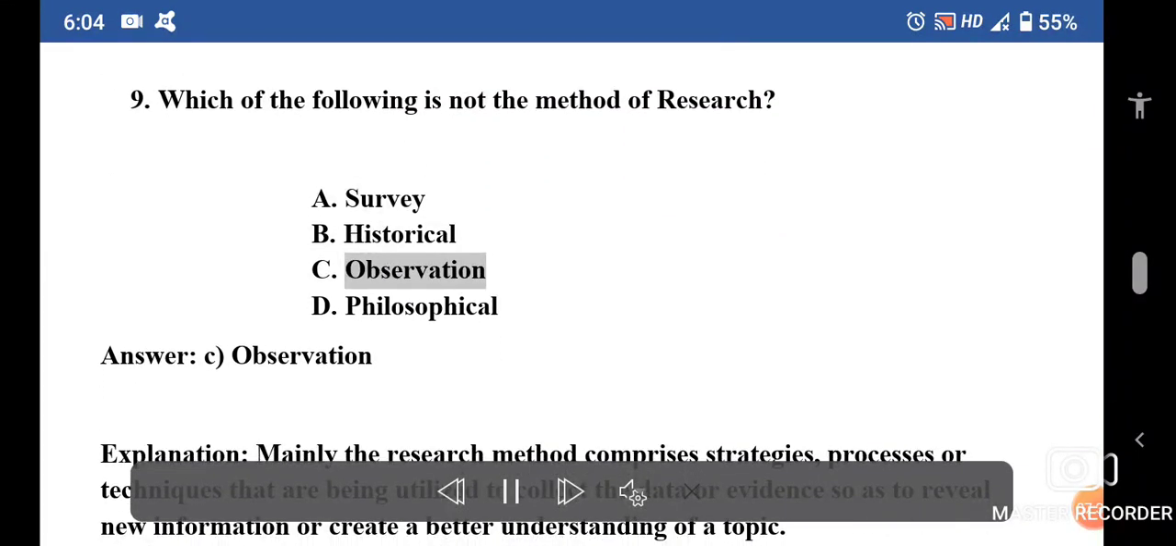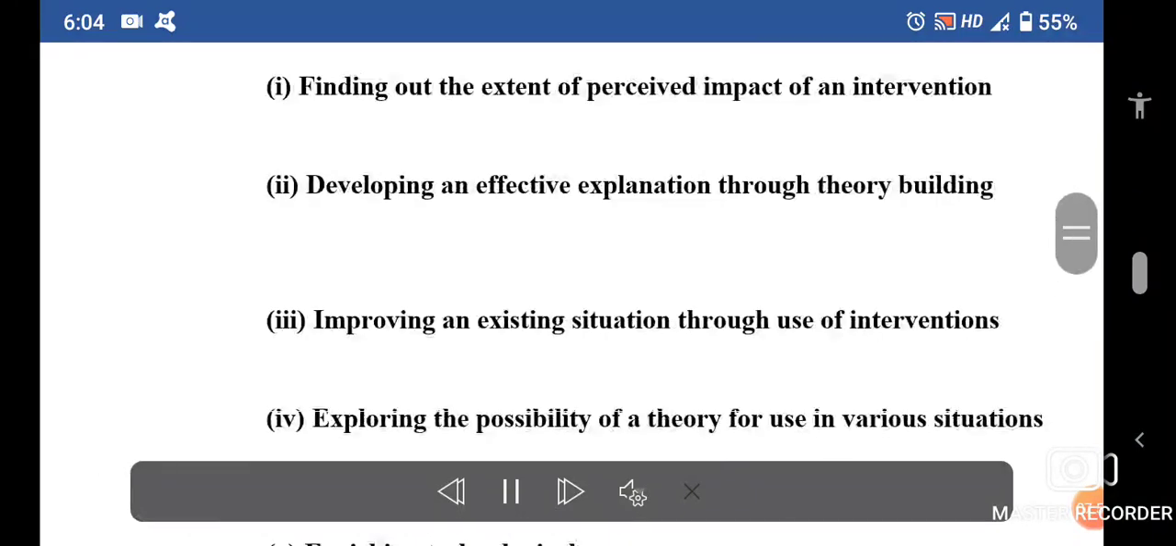Which of the following is not the method of research? Survey, historical, observation, philosophical. Answer C. Observation. Explanation: mainly the research method comprises strategies, processes, or techniques that are being utilized to collect the data or evidence so as to reveal new information or create a better understanding of a topic.